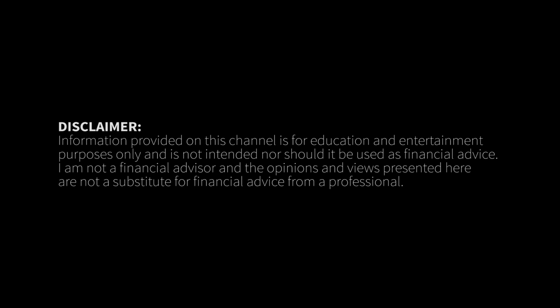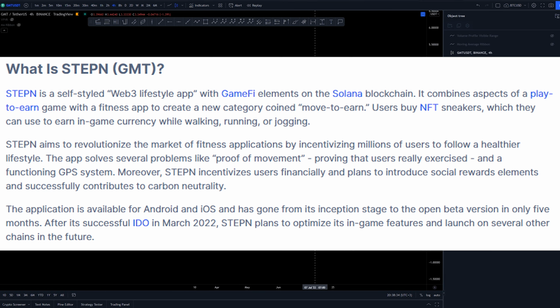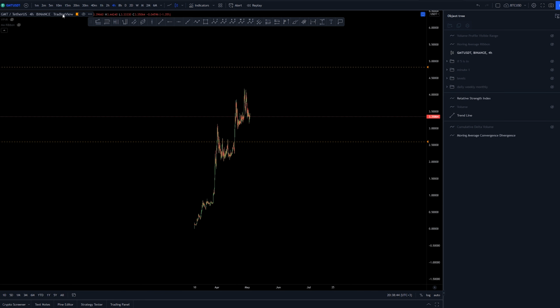Hey, it's Age here. Today we are taking a look at technical analysis for STEPN with ticker GMT. We'll go over some key levels of support and resistance and wave analysis with Elliott Wave Theory. So let's get going. Again, we are on TradingView.